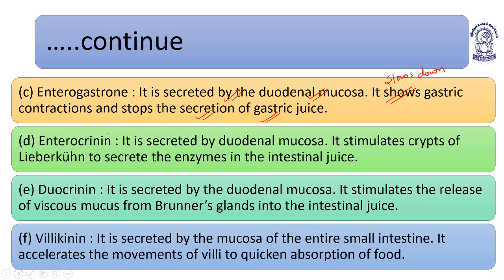Enterogastrone is secreted by the duodenal mucosa. It slows down the gastric contractions and stops the secretion of gastric juice. Enterocrinin is secreted by the duodenal mucosa. It stimulates the crypts of Lieberkuhn to secrete the enzymes in the intestinal juice.